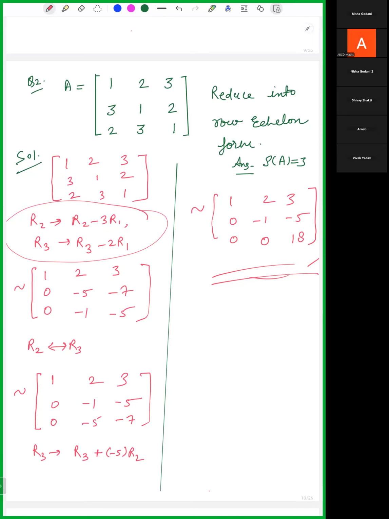What is the answer? Arnab is saying 3. Zorli, Shivai, Vivek, what are your answers? What is the rank of this matrix? And let me know whether it is converted in echelon form or not. I missed that the last row should have all zeros, right? No, no, not all zeros. You can see that the last row has 0, 0, 18, no? Last row has 0, 0, 18.